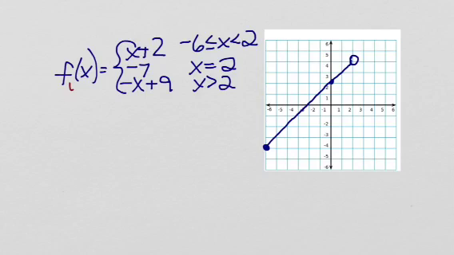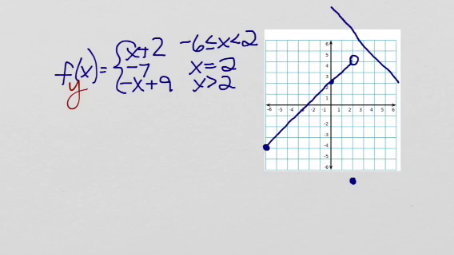f of x is just another fancy way of saying y equals -7, and x equals 2. So at that point, I can go to -7, which is down here, and put a nice closed dot because we equal that point. The last piece is asking me to graph -x plus 9. -x plus 9 is going to give me a graph that looks something like this.